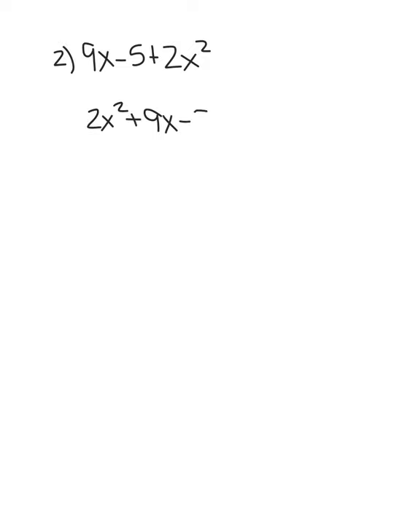So here we go. Number 2 looks like this: 9x minus 5 plus 2x squared, right? The first thing we said when we're factoring is we should check for standard form. This is not in standard form because the x squared term needs to be first. It needs to go from the biggest exponent on the variable to the smallest. So in standard form, it would look like this: 2x squared plus 9x minus 5.